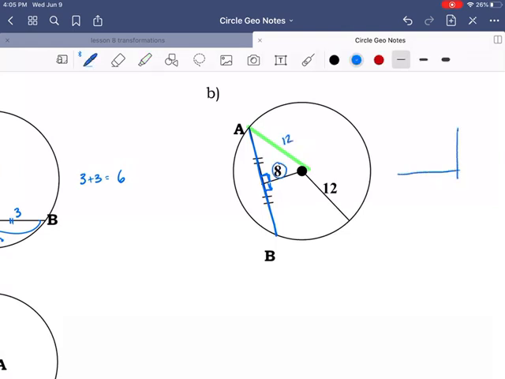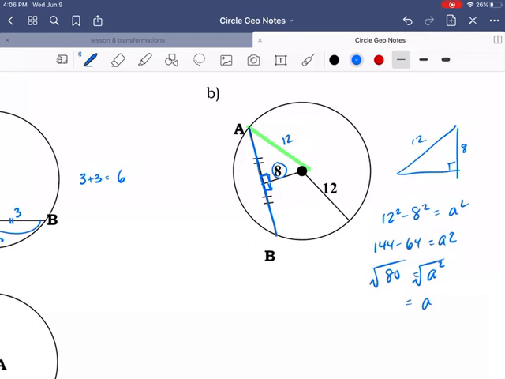So really we have a right angle triangle that has a hypotenuse of 12 and a side length of 8, and we need the shorter side. So we're going to do 12 squared minus 8 squared is equal to, we'll call it a squared, the shorter side. Okay, so 12 squared minus 8 squared, that's 144 minus 64 is a squared. So a squared is equal to, just double check my math, 80. Take the square root of that, and a is equal to 8.944.